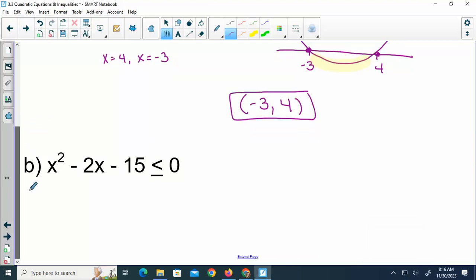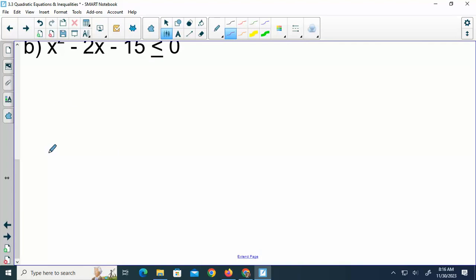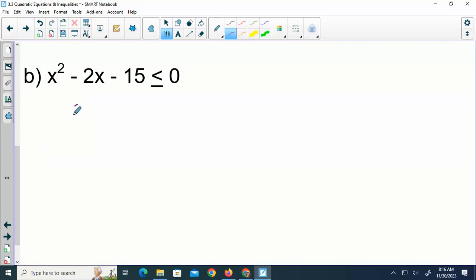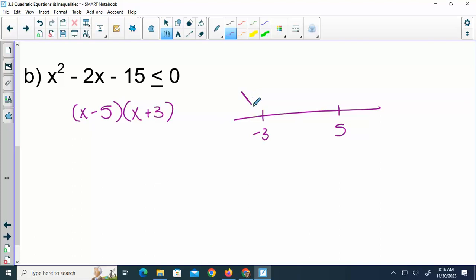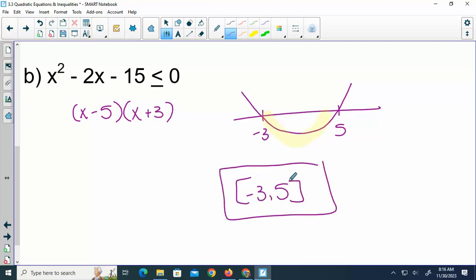It has an equal to. So what does that mean when you write your interval? Brackets. So it factored into x minus 5, x plus 3, so it hit the x-axis at -3 and +5, positive x squared, so opened up, less than was between them, the brackets because of the equal to. Right, and then I think we got it.